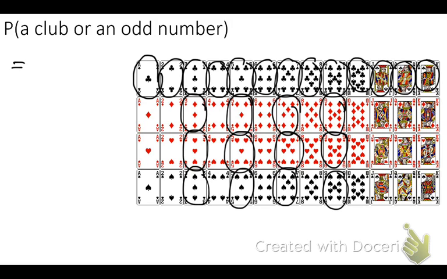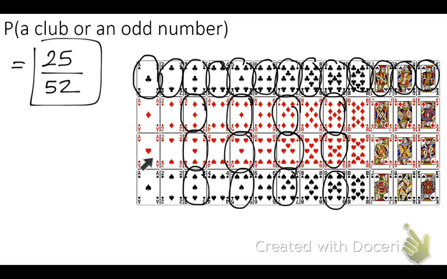So the probability of getting a club or an odd number would be 25 possible cards out of the total number of cards in the deck, which is 52. And that does not simplify at all. That stays 25 over 52. By the way, just a little side note, we don't count aces as odd numbers because aces don't actually have a number on them. They're aces, so they're a little different. We don't count them as a 1 or anything like that.